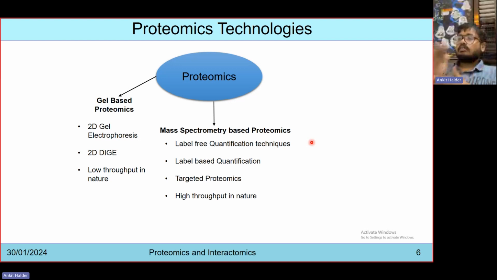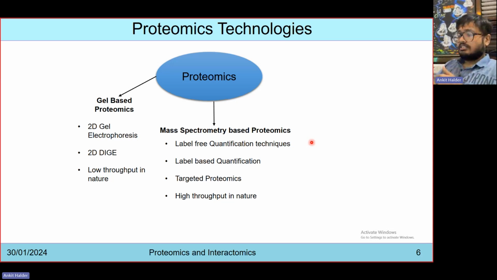Then there is mass spectrometry-based proteomics, which includes many techniques like label-free quantification, label-based quantification, and targeted proteomics. The major advantage is that it is high throughput in nature, which is very helpful in getting an overview of all the mechanistic insights.